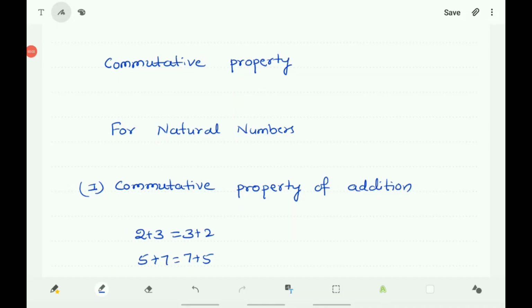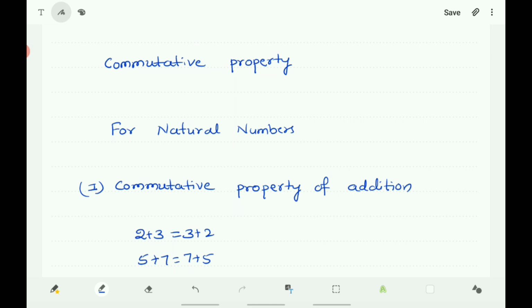Children, let us continue the chapter Rational Numbers. You have already verified the closure property for all the set of numbers, that is for natural numbers, for whole numbers, for integers and for rational numbers. Now let us check the next property, commutative property.